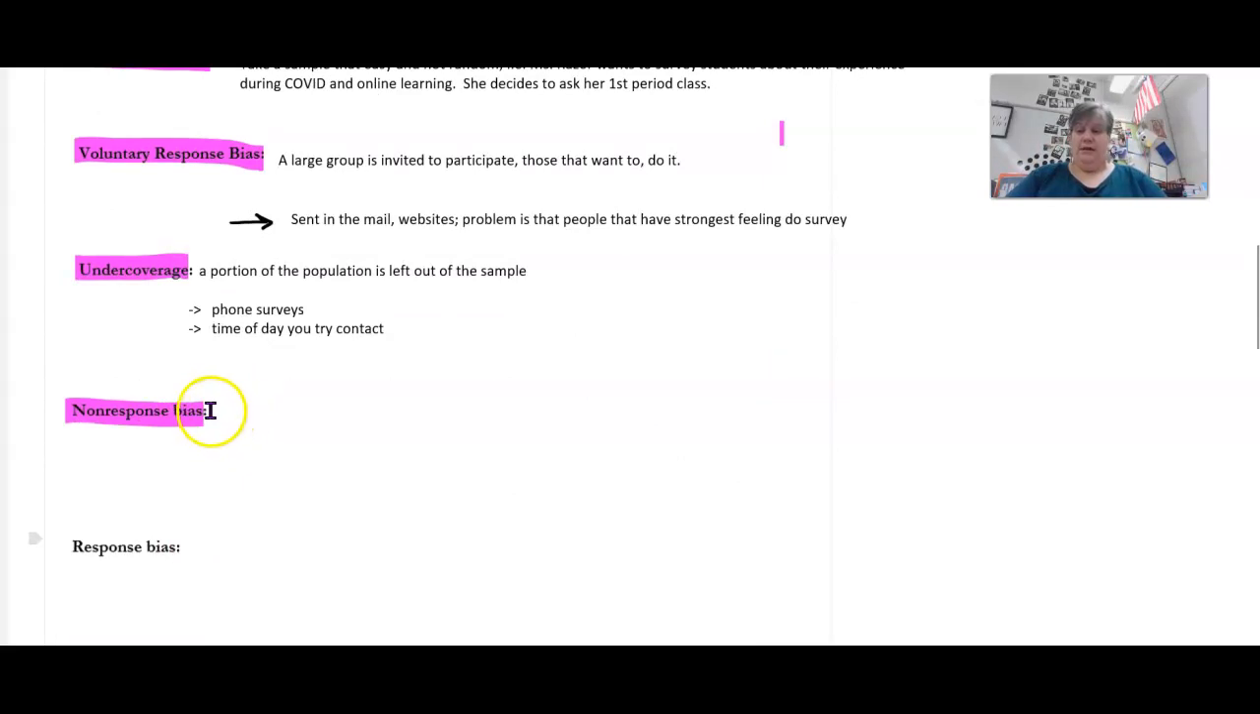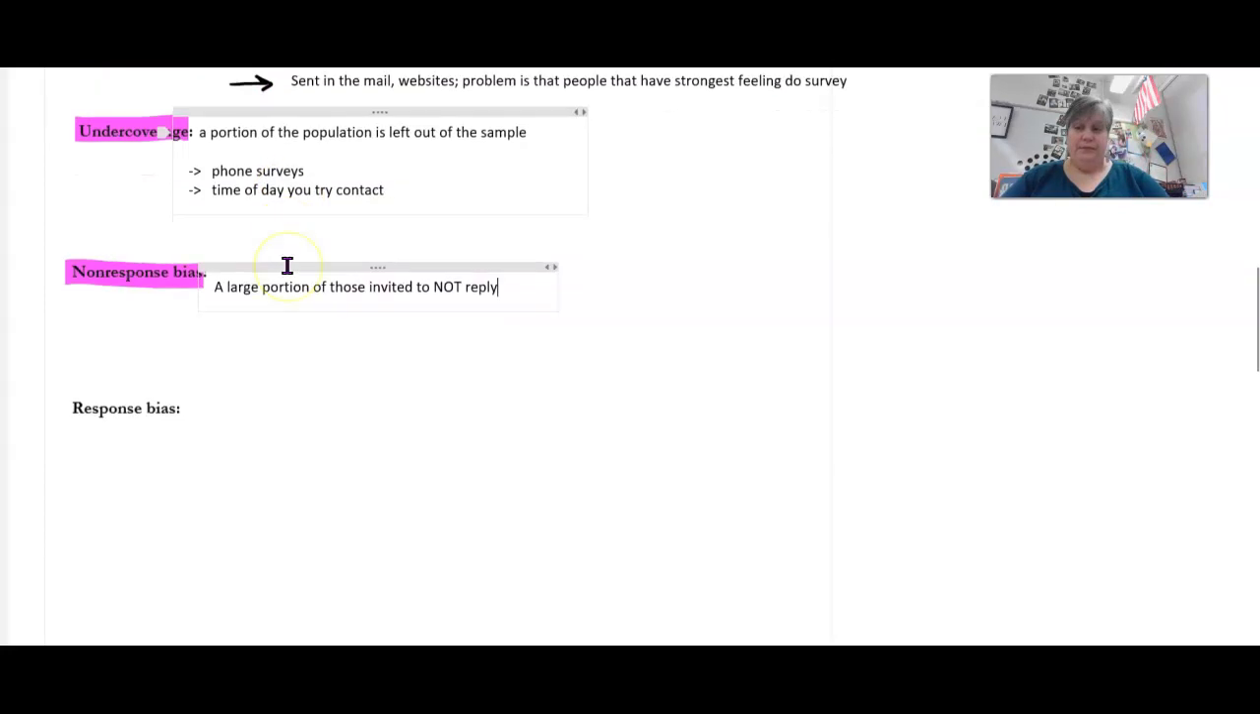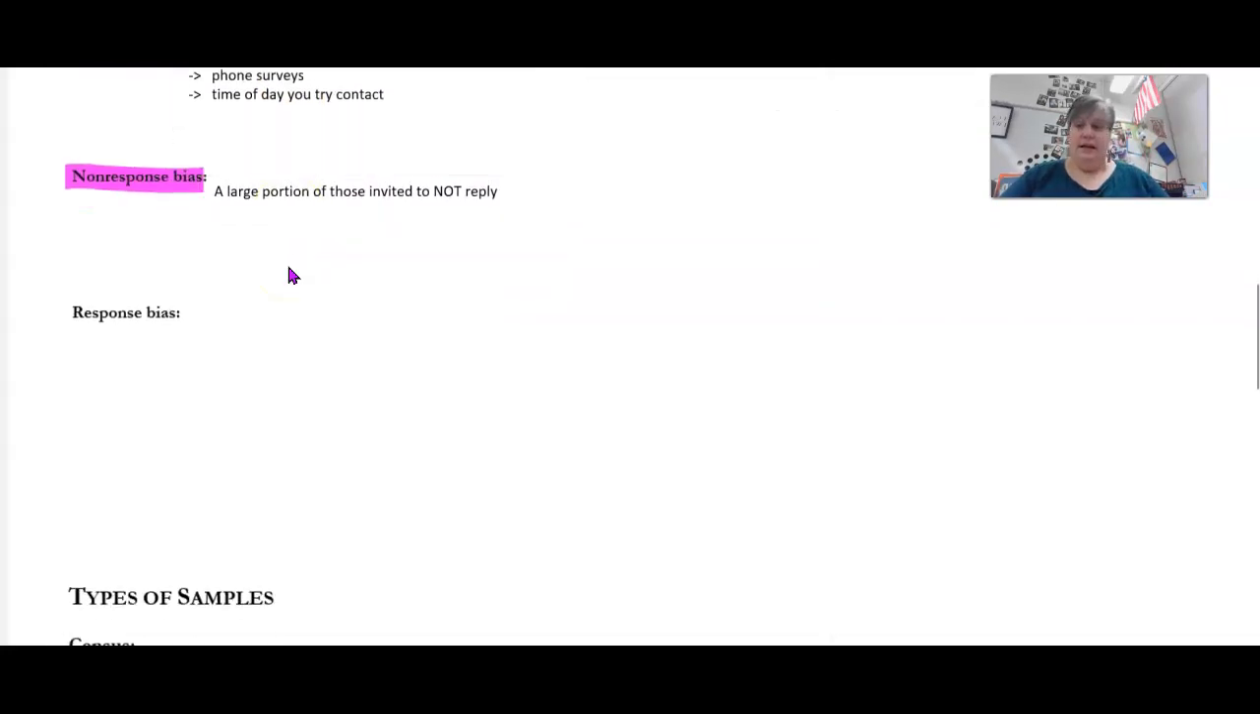Okay, so non-response bias is when a large portion of those invited do not reply. So there's not a bunch of responses. Okay, and then the last type of bias we have is response bias.